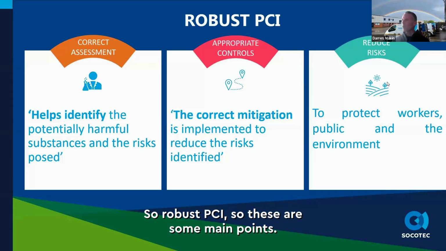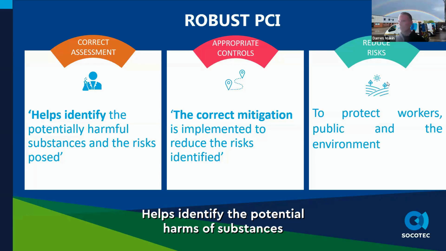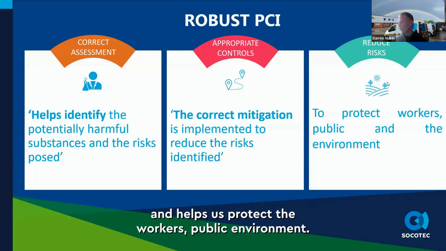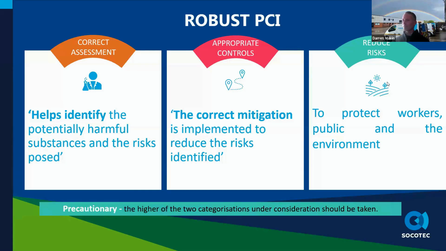There's no going back. So that's what we're trying to prevent. So robust PCI. These are some main points. What do we need to do? What's the aim of it? It helps identify the potential harmful substances in a nutshell. It helps us identify the correct mitigation and helps us protect the workers, public and environment. Simple as that. Three steps. If only it was that easy.